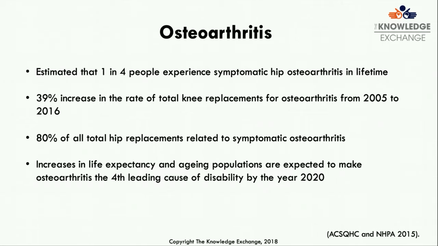The rate of osteoarthritis in Australia is increasing, with now an expected incidence of 1 in 4 Australians having osteoarthritis. As a result, this increase has led to an increase in imaging, surgeries, and hospitalisations. In the last 10 years, there has been a 39% increase in the rate of total knee replacements for osteoarthritis specifically. Furthermore, 80% of all hip replacements are related to symptomatic osteoarthritis. And by 2020, osteoarthritis is expected to be the 4th leading cause of disability within Australia.